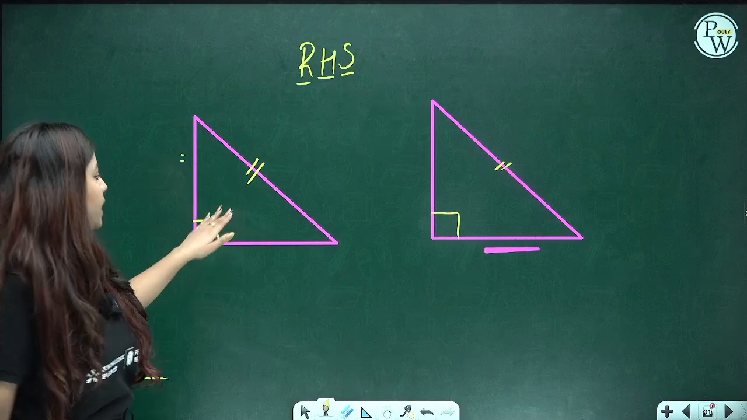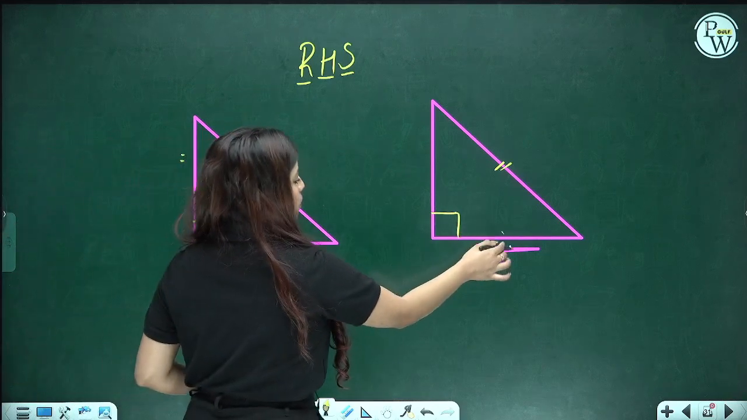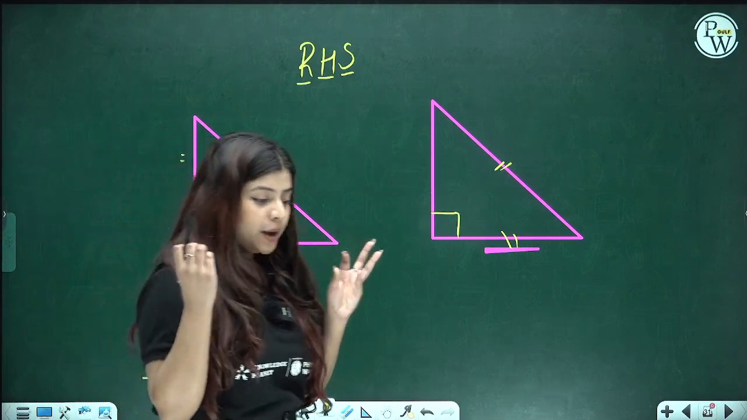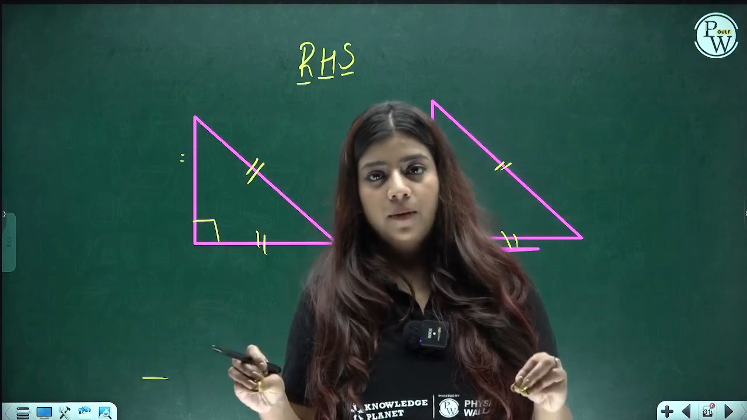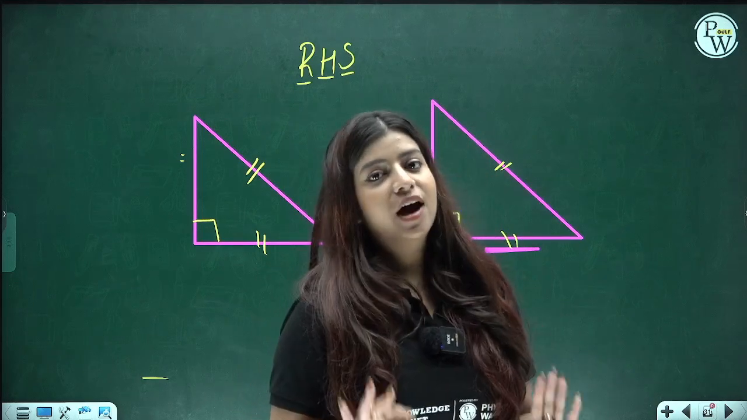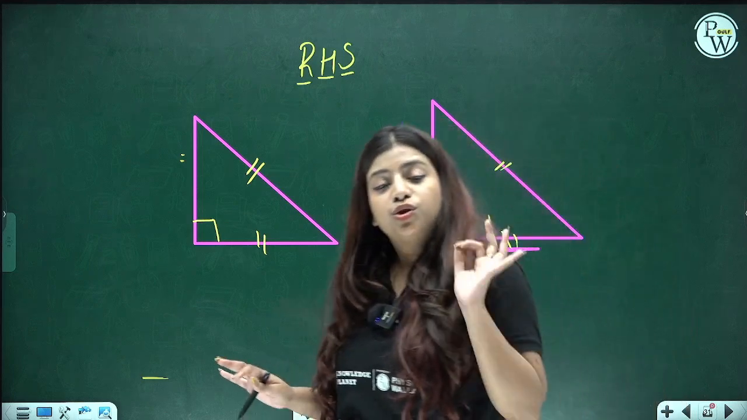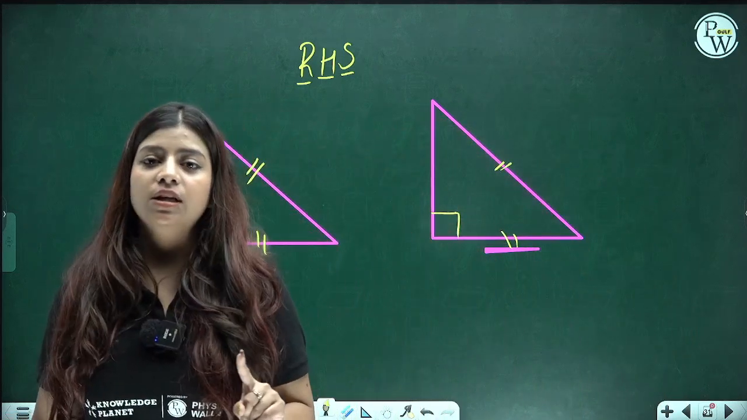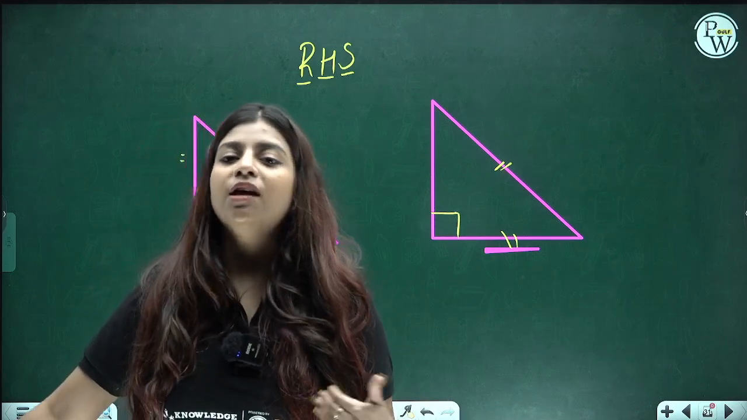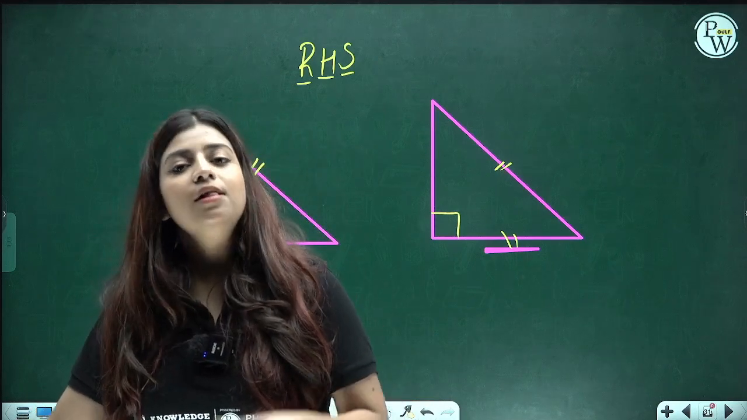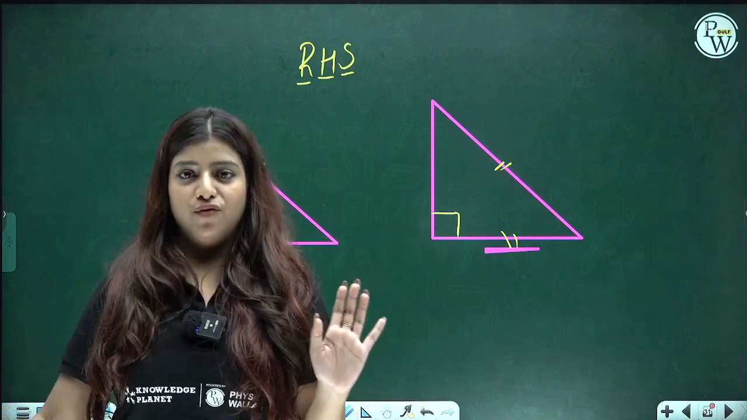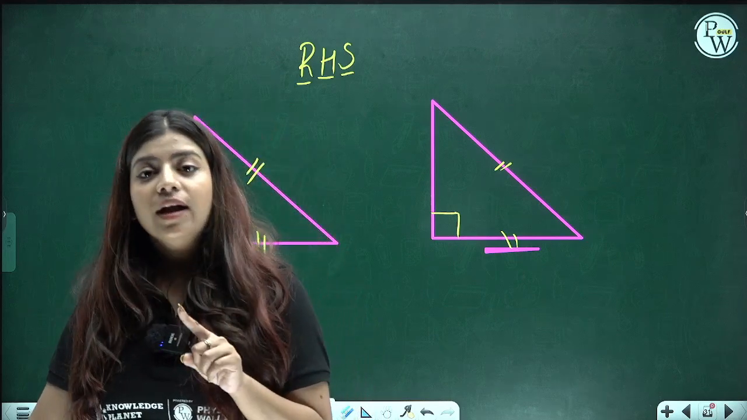So such criteria will give us what? RHS congruency. But you have to be very specific when you are solving RHS criteria, as you should have the hypotenuse equal, right angle, and any side. Certain times they give questions of right angle triangle, but do not blindly follow RHS in any right angle triangle. First of all, just look at what is given to you.